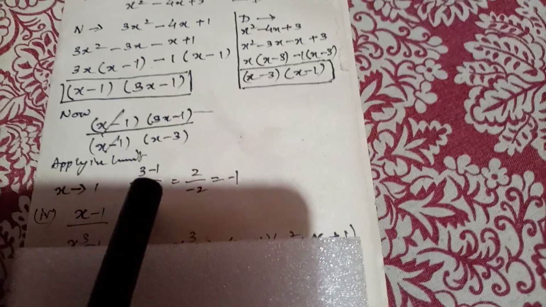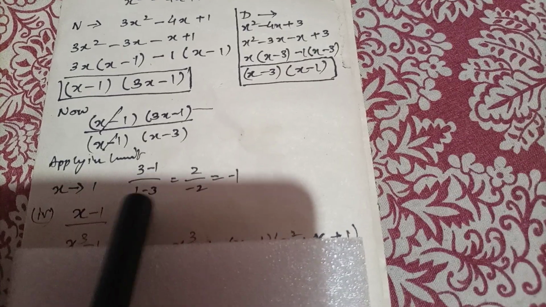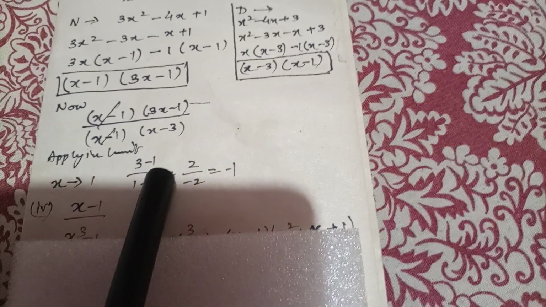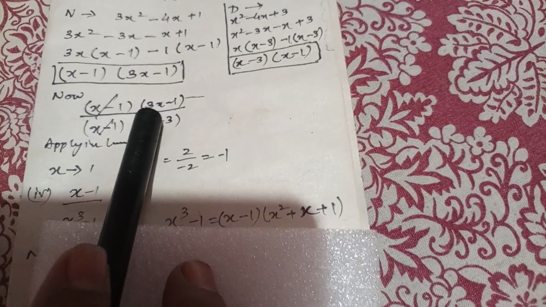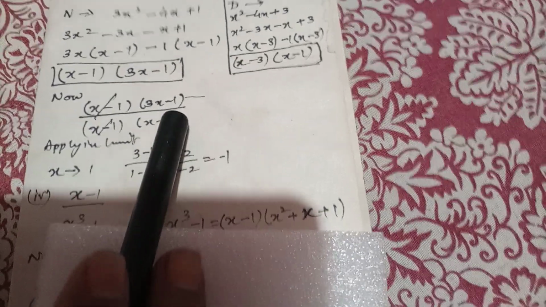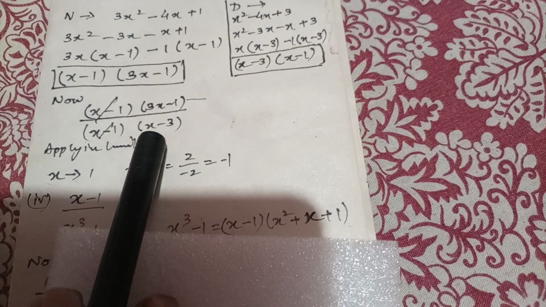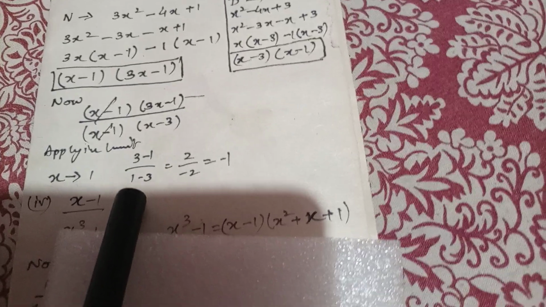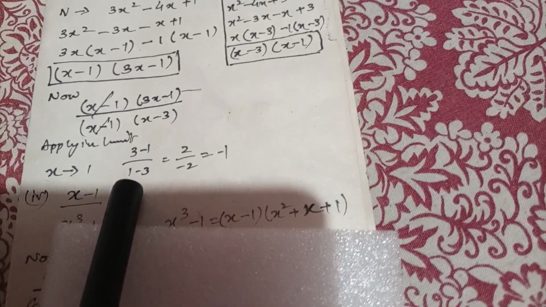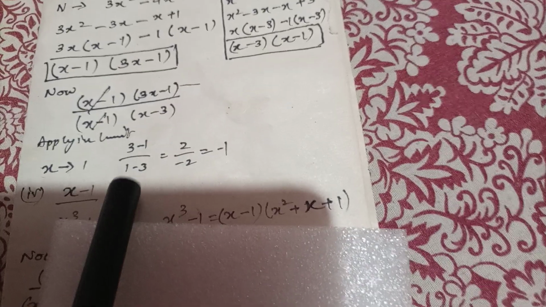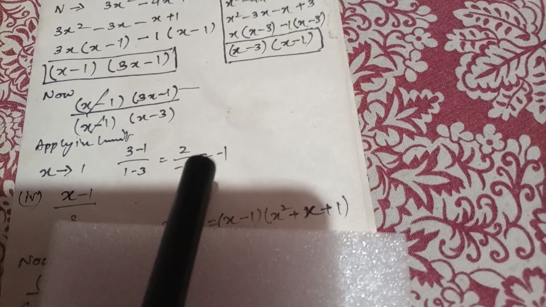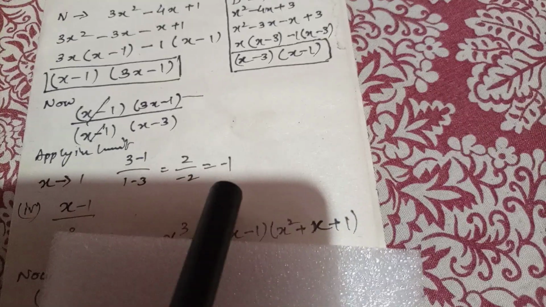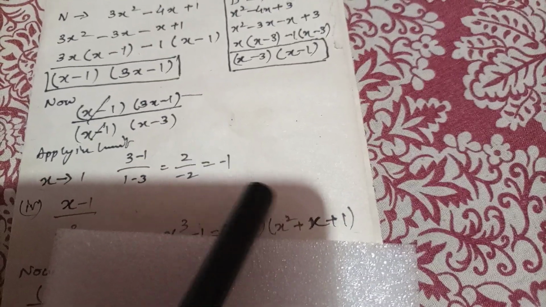Okay, applying limit will give us 3 minus 1 and 1 minus 3, because when x is replaced by 1, it will give us 3 into 1, that is 3, and this minus 1 is noted here, and this x is again by the application of x tends to 1 becoming 1, so 1 minus 3. So we have 2 over minus 2, and its result will be minus 1. In the book they have given you the wrong answer. The answer must be minus 1, not 1.